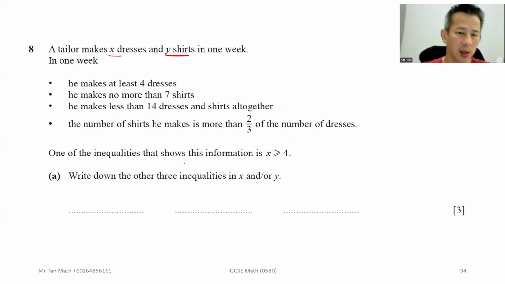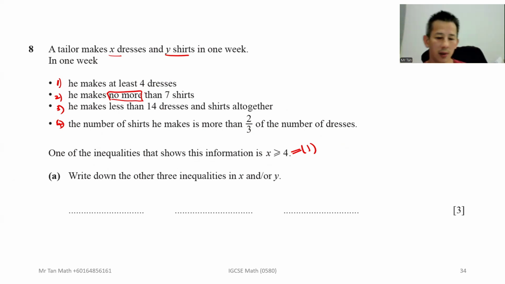One of the inequalities that show this information is X at least 4. So if I put here as 1, 2, 3, 4, this will be for number 1. So number 2 here, he makes no more. No more is less than equal. Okay, less than equal. So shirt, Y less than equal to 7.